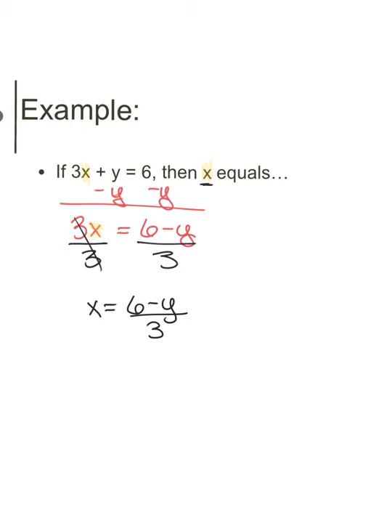Sometimes if it's multiple choice, they might actually divide each term, so they might divide this out and divide this out. So you could see this as x equals 6 divided by 3 is 2, and minus y over 3. Another way that they could write this answer is x equals 2 minus 1/3 y. All three of these mean the exact same thing.